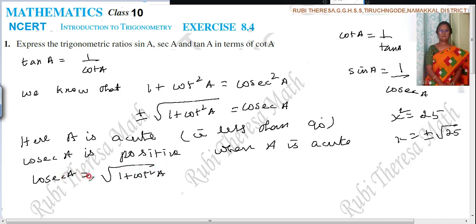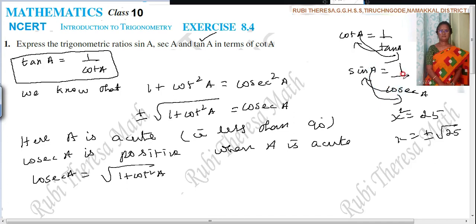Cosecant A equal to what? Root of 1 plus cot squared A. What do you want to find out? You finished finding out tan A, isn't it? Tan A is nothing but 1 by cot A, because cot A is 1 by tan A. Understand? So cosecant A equal to root of 1 plus cot squared A. Cosecant A is nothing but 1 by sin A.